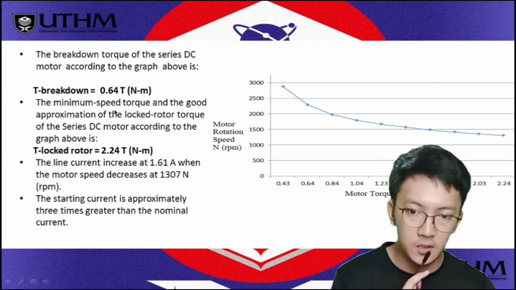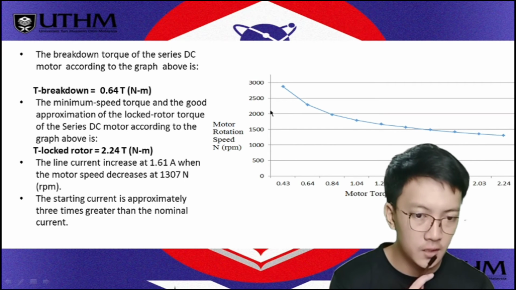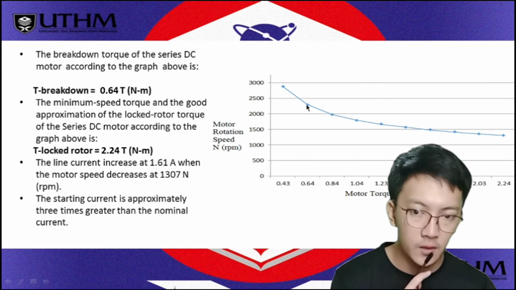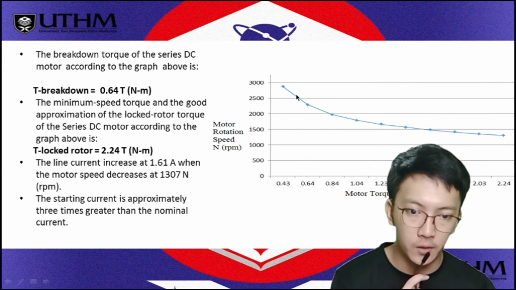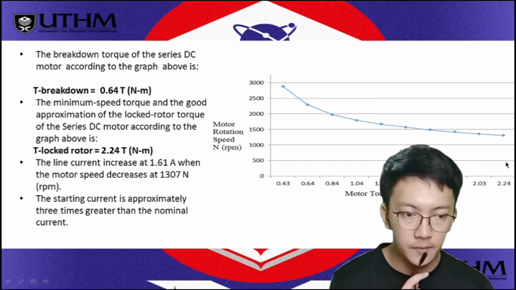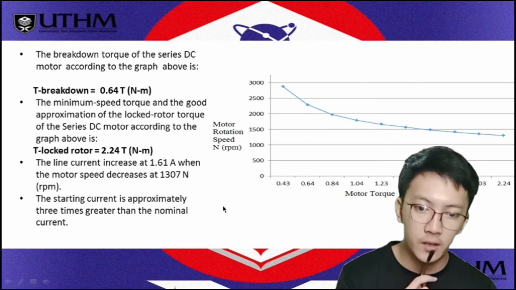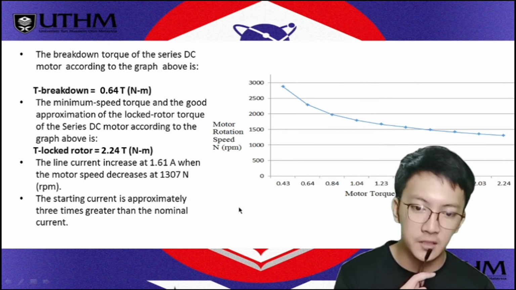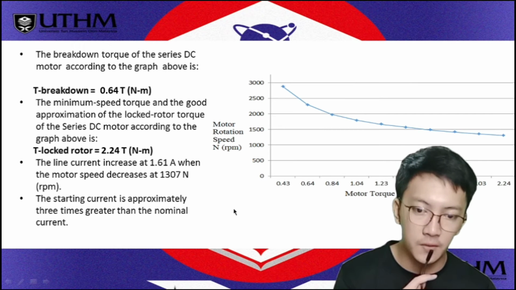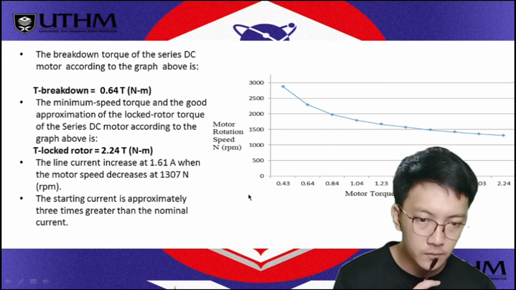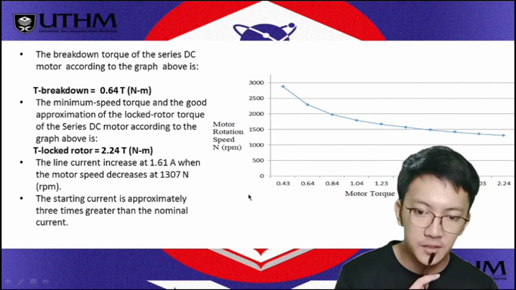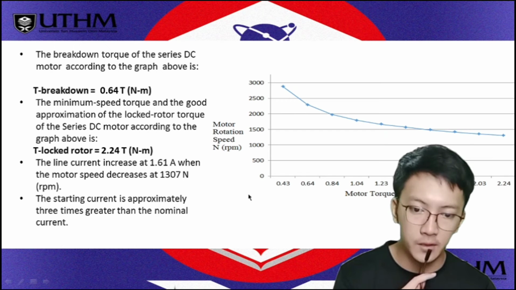So as we can see, 0.64 T is here. When it's starting to break down, the torque starts to break down, and the T locked rotor is 2.24 Nm, the minimum speed, and the line current increases to 1.1 ampere when the motor speed decreases to 1307 RPM. The starting current is approximately 3 times greater than the nominal current.